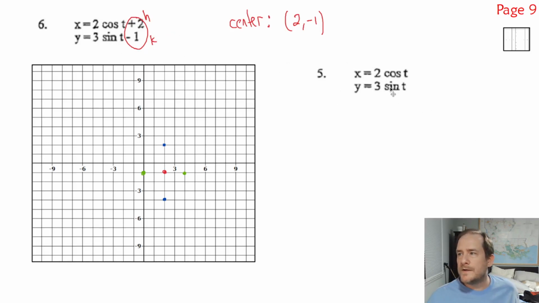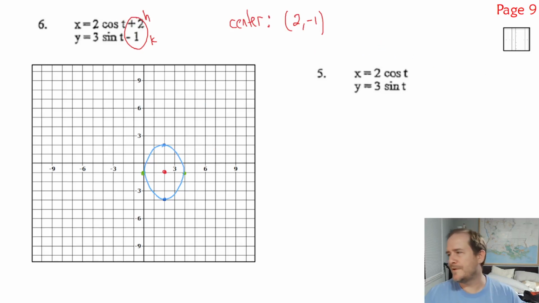So hopefully what you can tell is the only difference is that we got translated. We got pushed to the right by 2 because somebody added 2 to our x's. And somebody took 1 away from all of our y's, so we went down by 1. Other than that, it's the exact same graph as number 5. There you go.